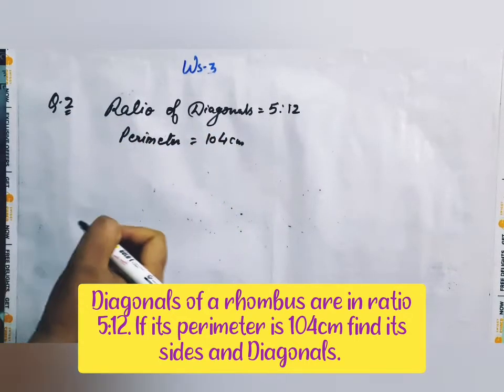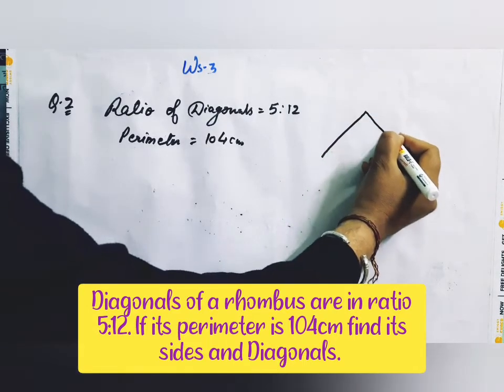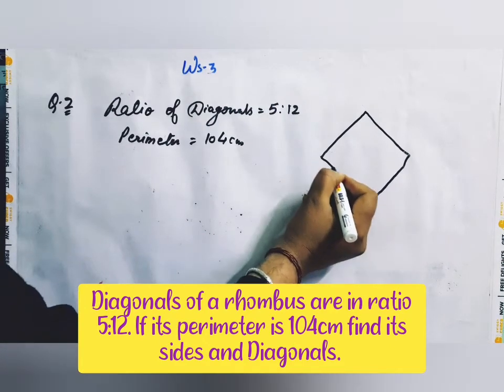So first of all, let us draw the figure. We are given a rhombus. We know that a rhombus is a quadrilateral in which all sides are equal.